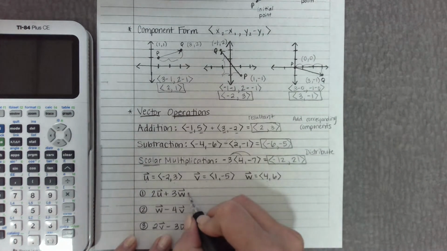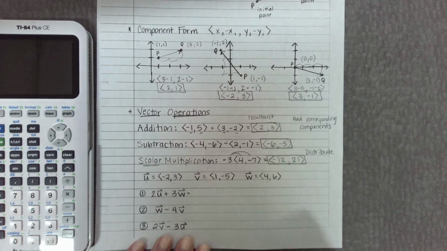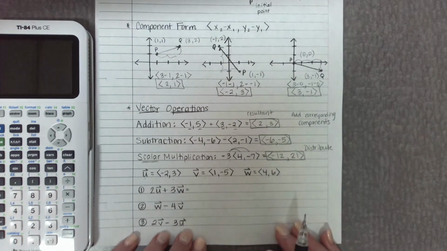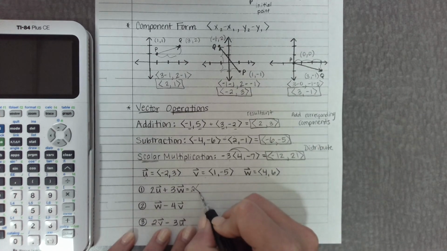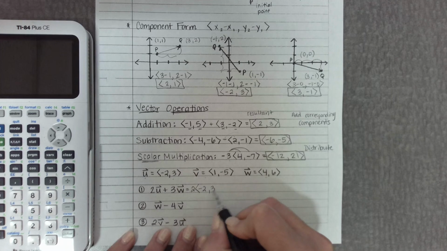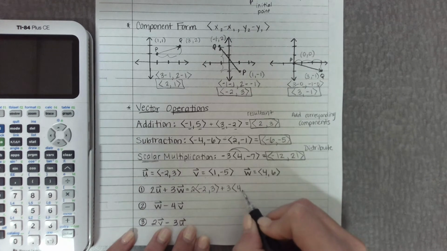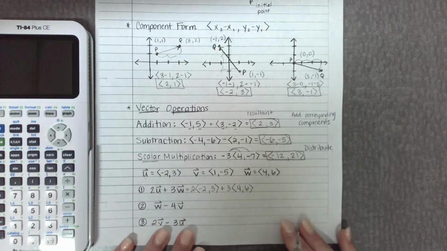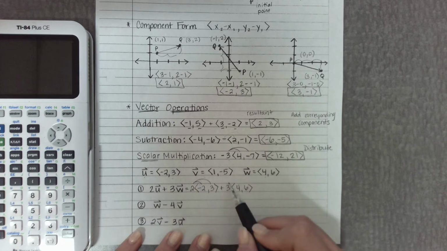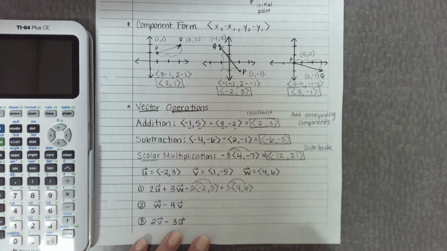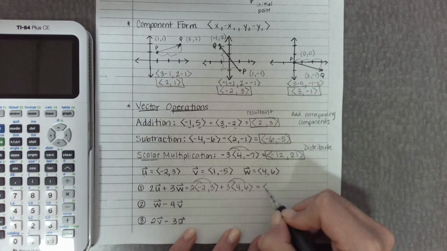So for number 1, we want to do 2 times vector u plus 3 times vector w. Try not to do too much mental math because you may miss a sign or something like that. So I'm going to go ahead and write out 2 times vector u plus 3 times vector w. And the order of operations somewhat applies to vectors. You're going to multiply the scalars first before you add the vectors. So if we distribute those scalars, we have 2 new vectors.